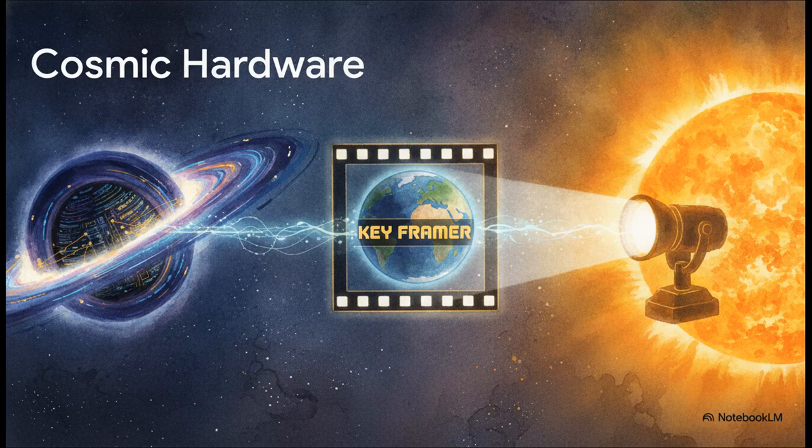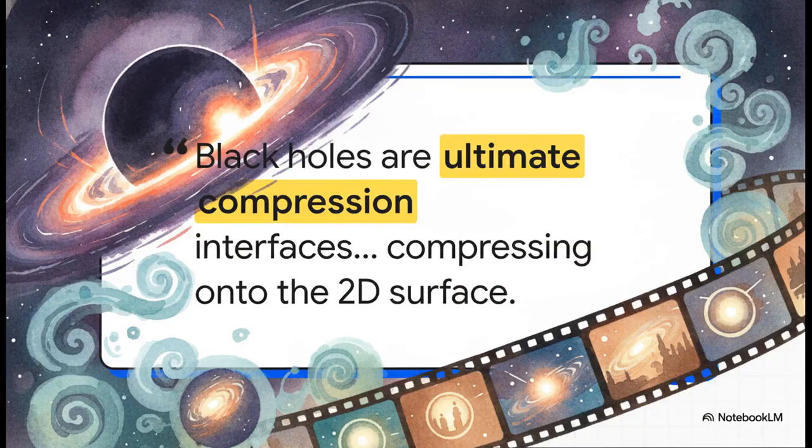Celestial bodies aren't just dead rocks floating around. Black holes, they're actually cosmic compilers and storage nodes, zip files and caches, essentially. Suns operate as heat lamps, thermal projectors broadcasting recoded material back out into the grid. And Earth is the keyframer, actually locking the animation down into a coherent narrative sequence. Just look at this quote from our sources. Black holes are ultimate compression interfaces, taking 3D events and compressing them onto the 2D surface of the event horizon.